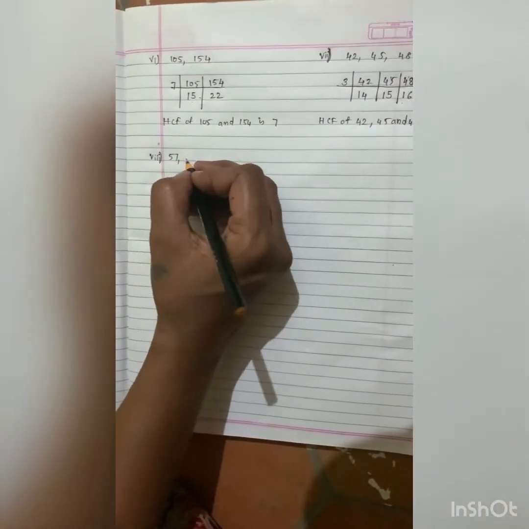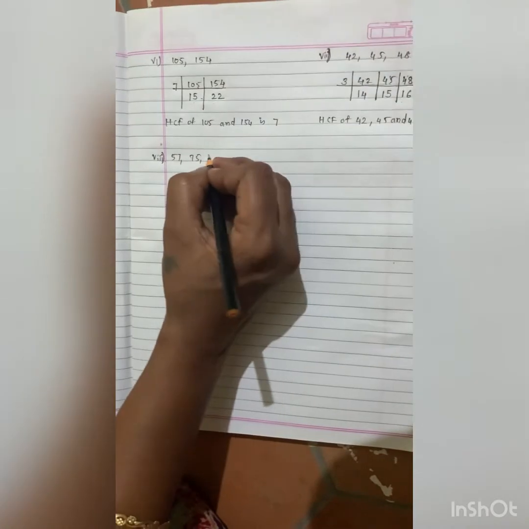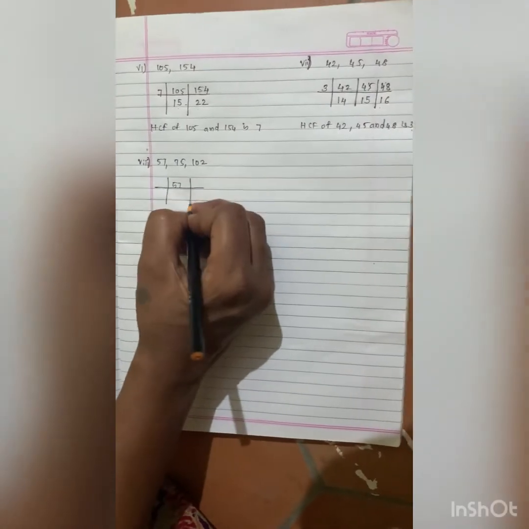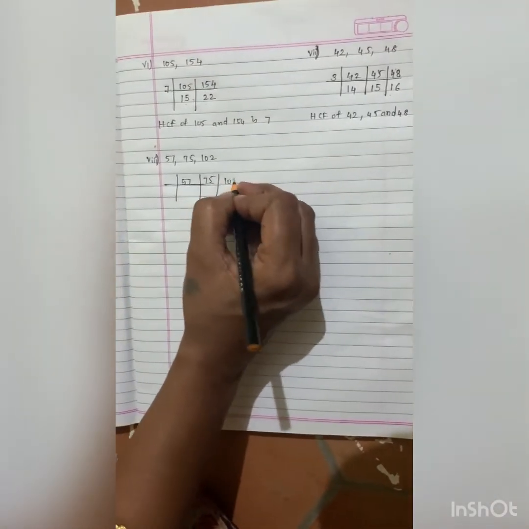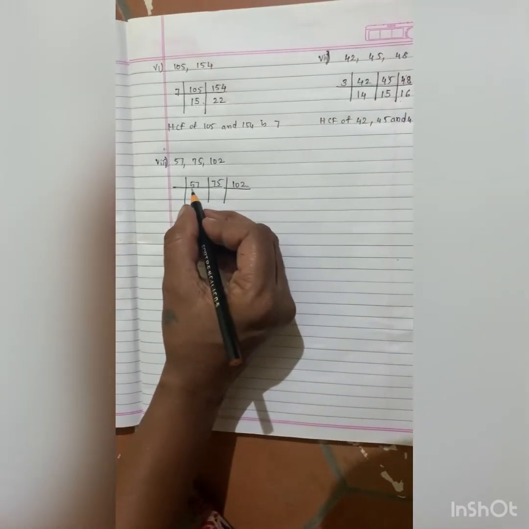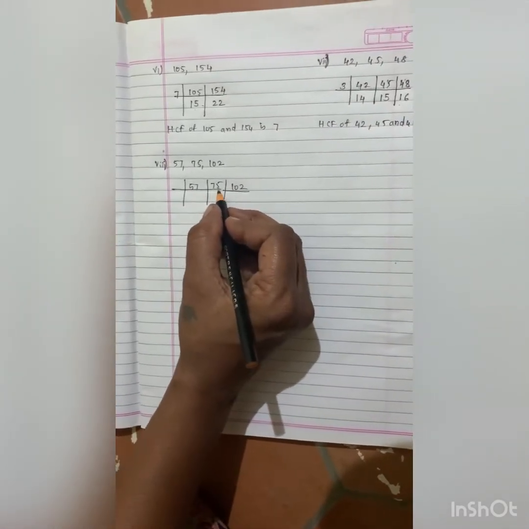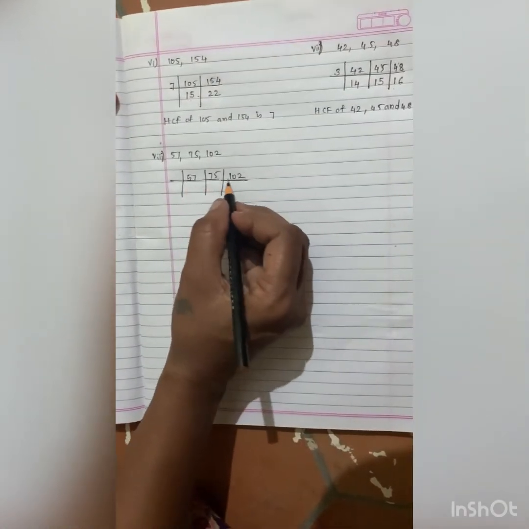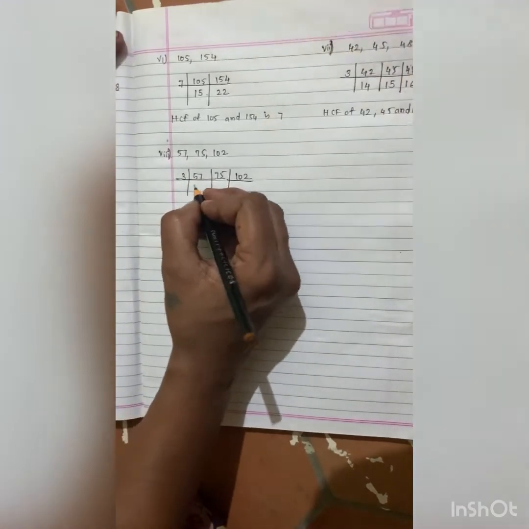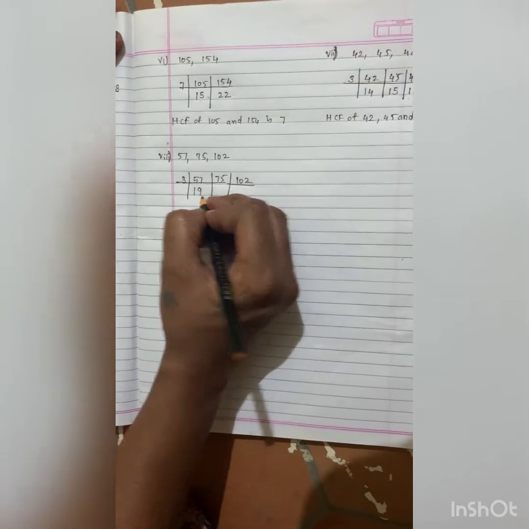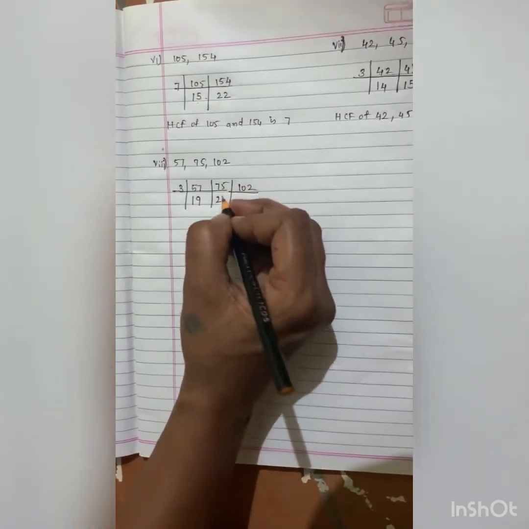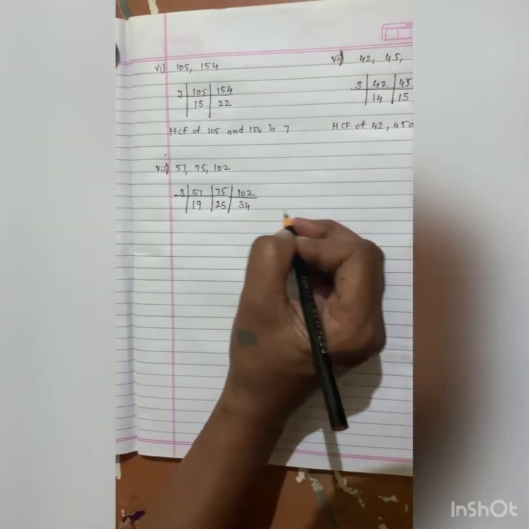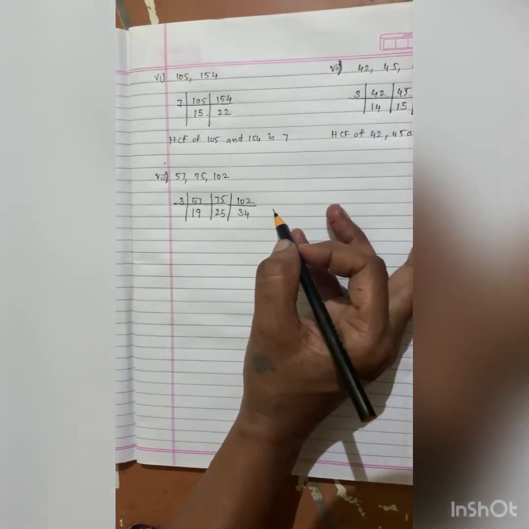Sum number 8: 57, 75 and 102. Let us again add the digits. 5 plus 7 is 12, 7 plus 5 is 12, 1 plus 0 plus 2 is 3. So all three numbers are divisible by 3. So 3 19s are 57, 3 25s are 75, 3 34s are 102. So we get 19, 25 and 34.